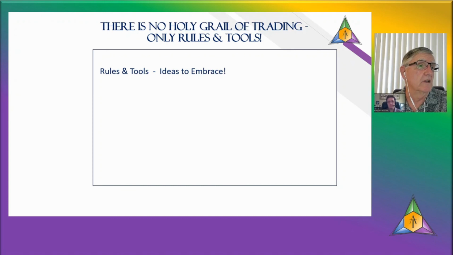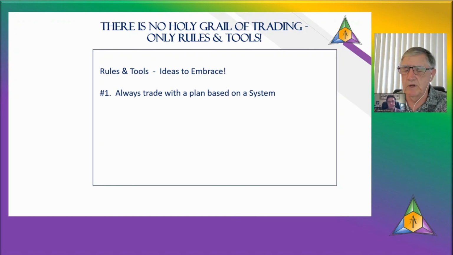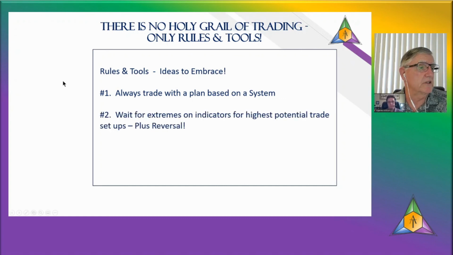So what I like to say is there are only rules and tools. Rules and tools, which basically are ideas to embrace. If I approach it from there as only rules and tools, then it's very process-oriented. Rule 1, always trade with a plan based on a system. Hopefully, after watching this video, you will know how important a system is. Rule 2, wait for the extremes on indicators for the highest potential trade setups plus reversals.